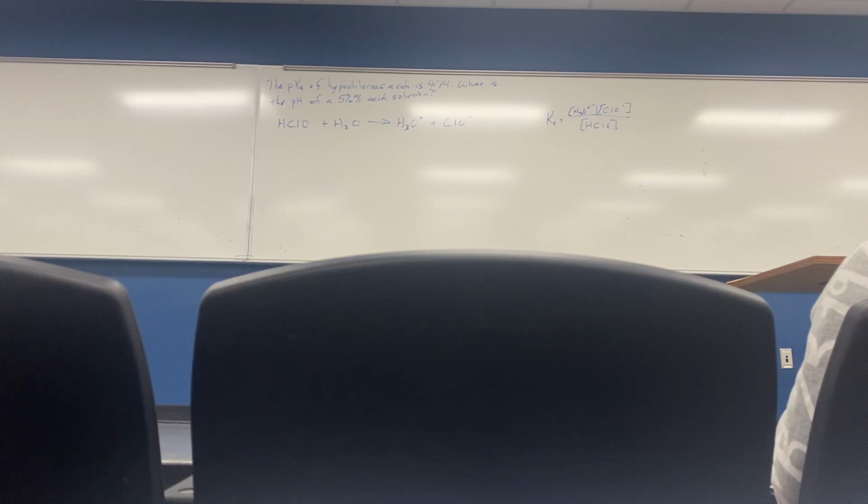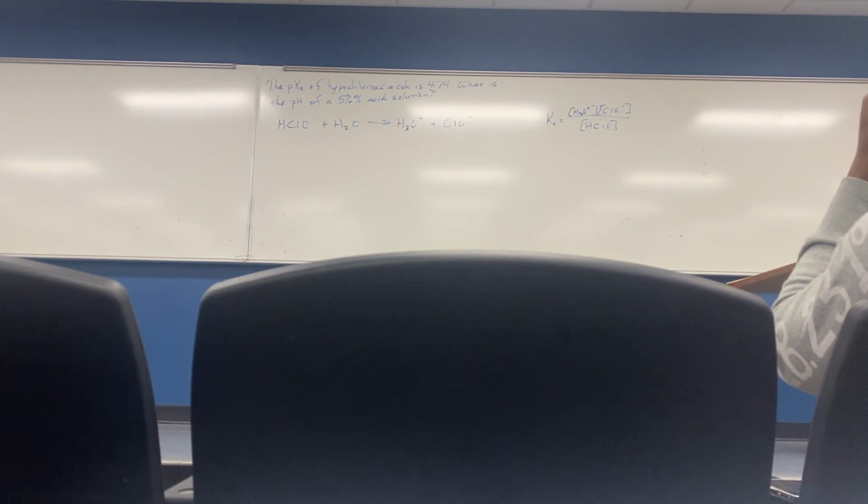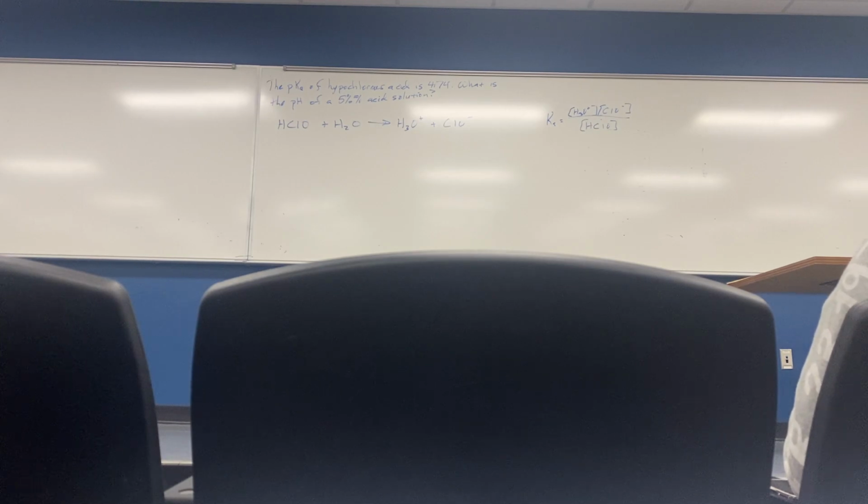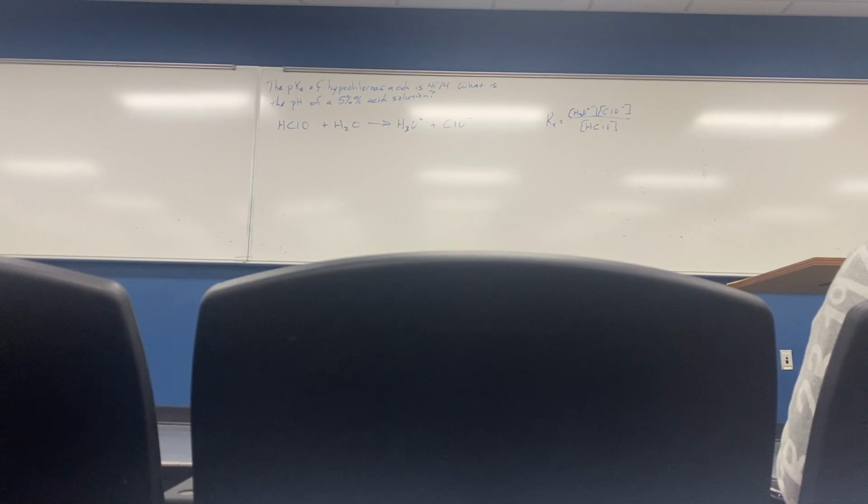Okay, so let's do a little review. What does 5% weight to volume mean? 5 grams of HClO per what? 100 mils of solution. That's what weight to volume means, right? So we have 5 grams per 100 mils. Can we turn that into moles per liter? Sure.